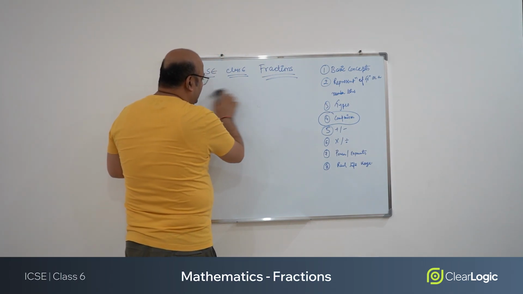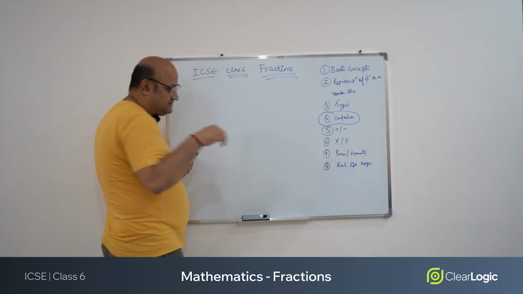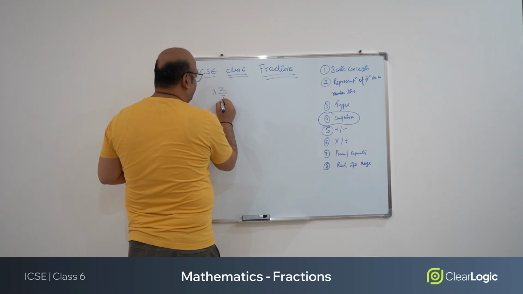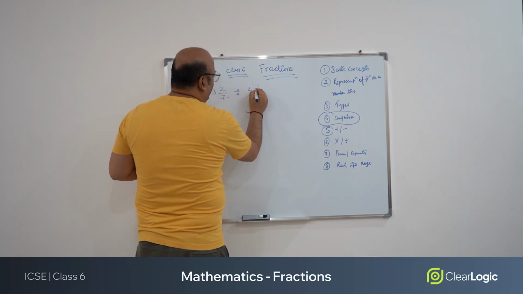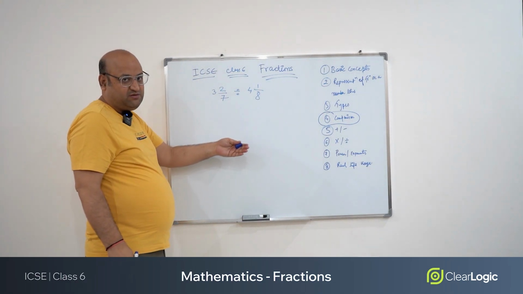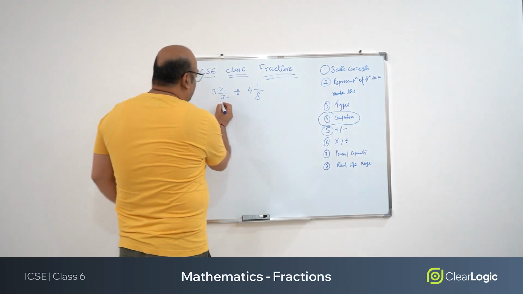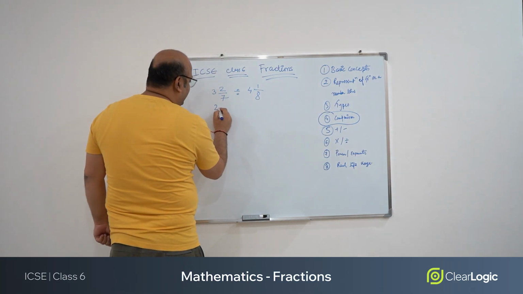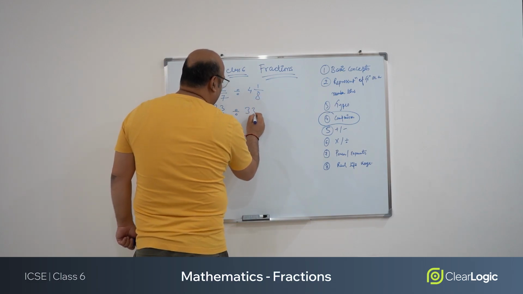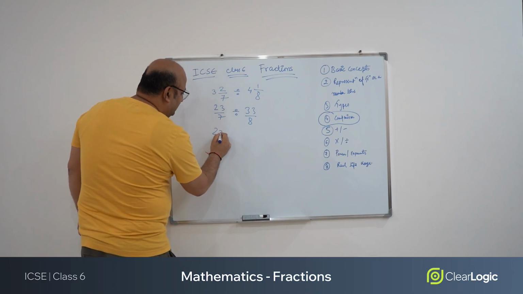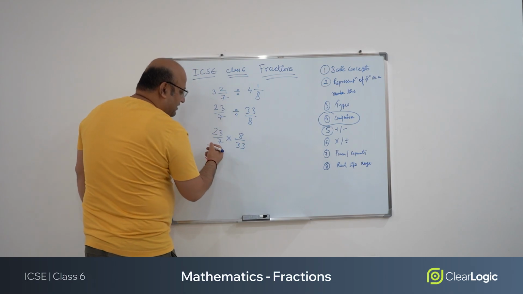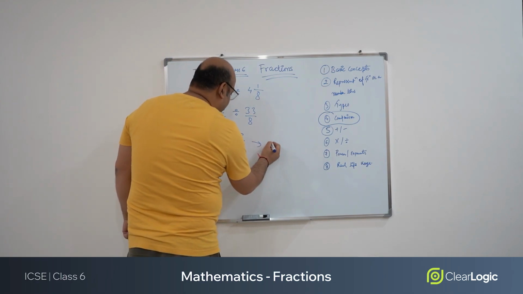And here the trick is, if the examiner asks, let me give you an example, 3 2 by 7 divided by 4 1 by 8. In this particular case, quickly convert the mixed fractions into improper fractions first, because then it will be easier to calculate. It will be 7 times 3 is 21, 21 plus 2 is 23, so 23 by 7, divided by 4 times 8 is 32, plus 1 is 33, so 33 by 8. So 23 by 7 multiplied by 8 by 33. Here we'll proceed.